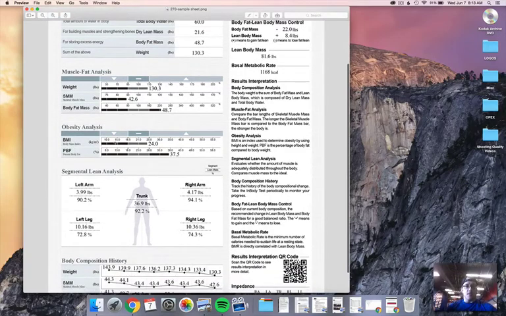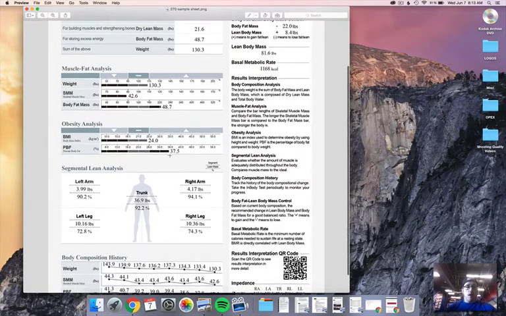So that would be my main focus for this particular person. The obesity analysis, you have the BMI and the percent body fat. Same type of deal with the numbers there. The numbers here actually, it's not 100 like it is above. It's more like what would the normal number be. So for this person, 23% body fat would be normal.